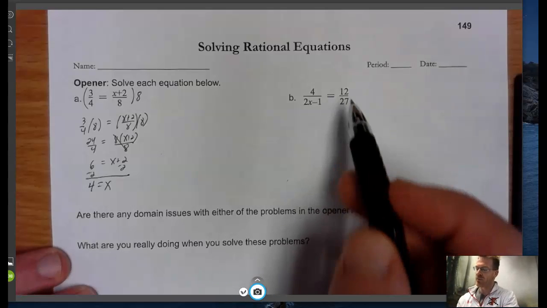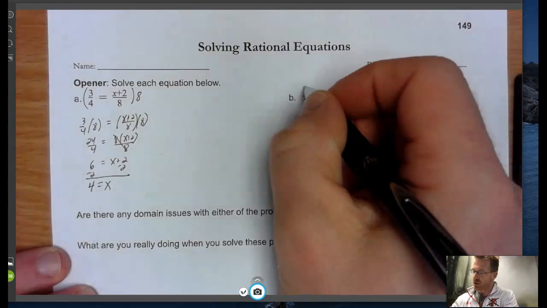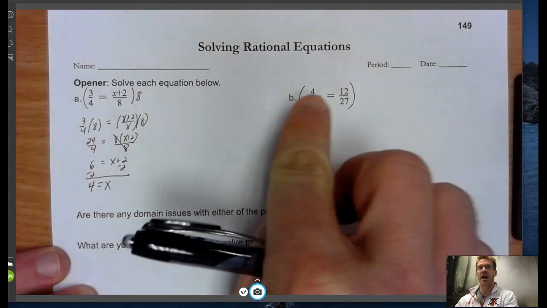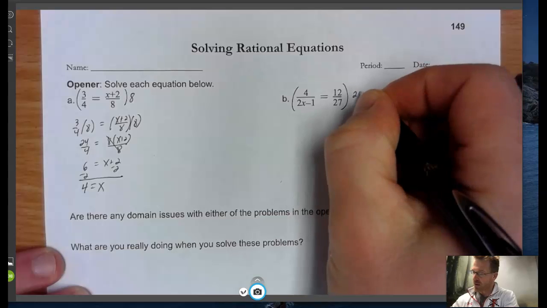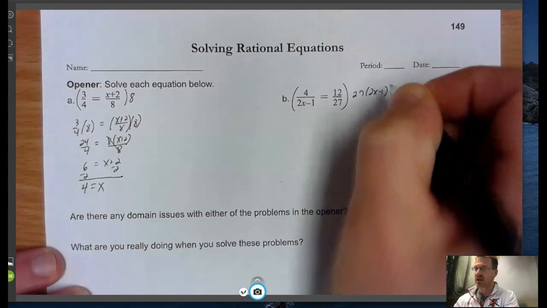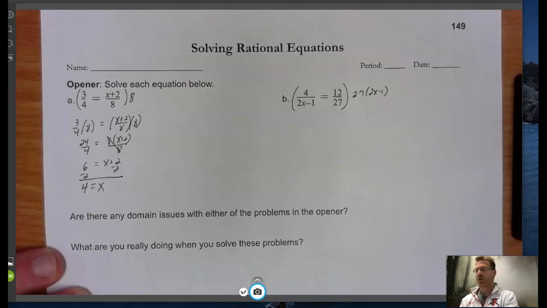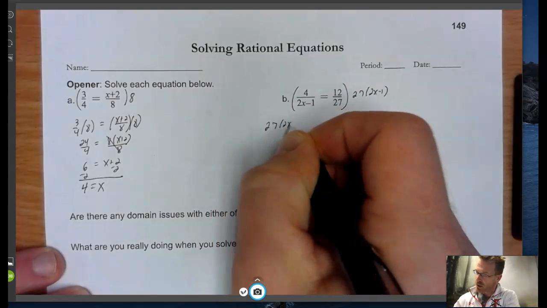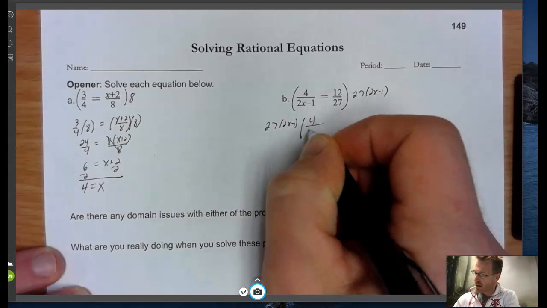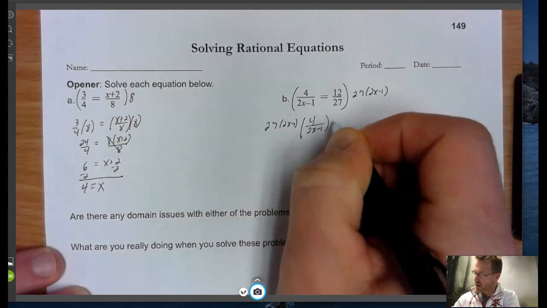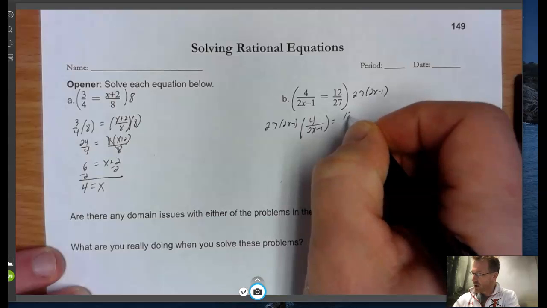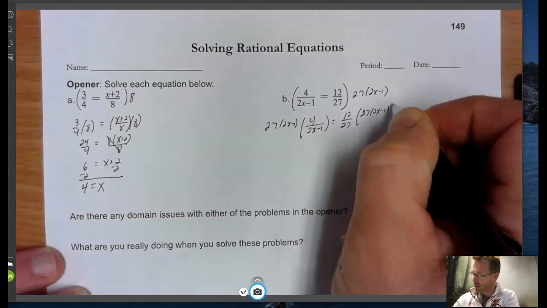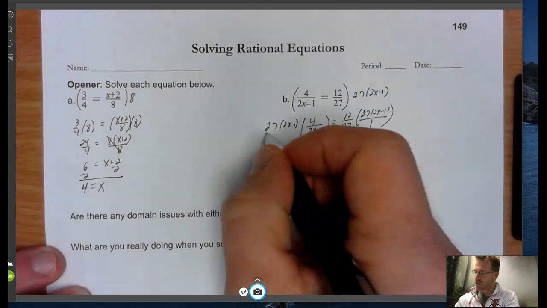You can see it a little bit more over here when we notice if we multiply by the common denominator here, which would have been 27 times 2x minus 1. So notice if I were to multiply everything by that common denominator. So when I multiply 27 times 2x minus 1 times the left side here, equals 12 over 27, and I get 27 times 2x minus 1 here on this side, and remember that's all over 1.